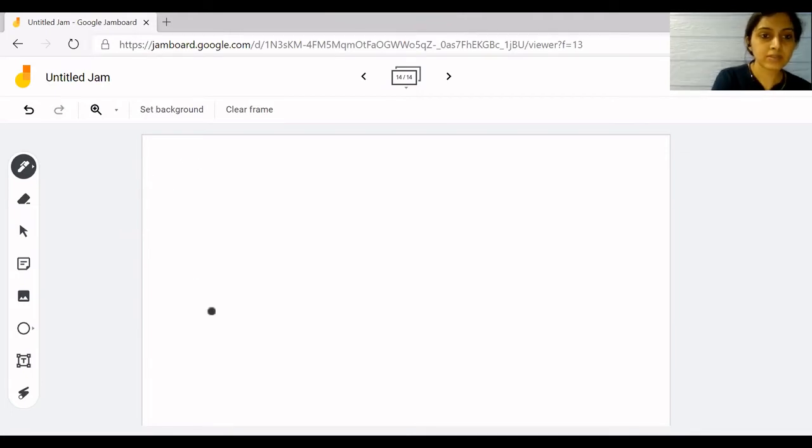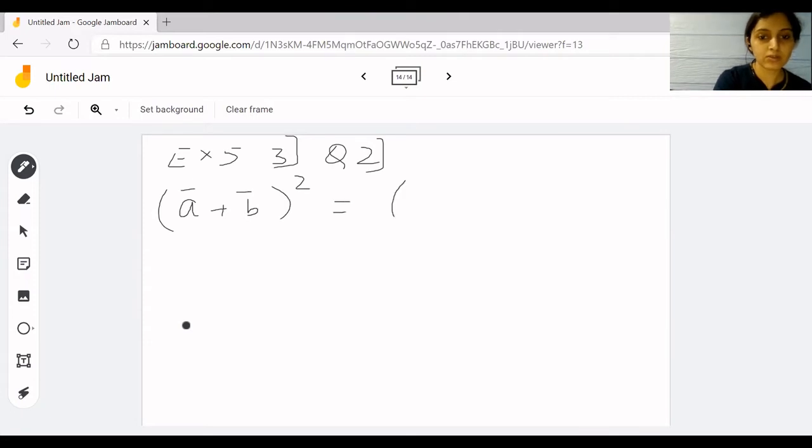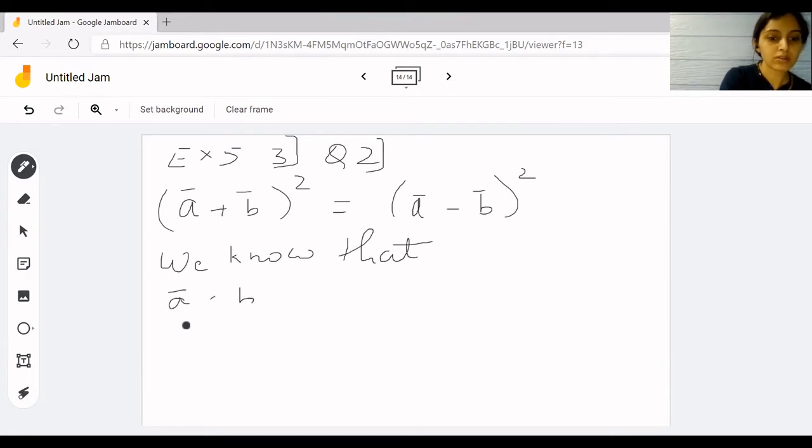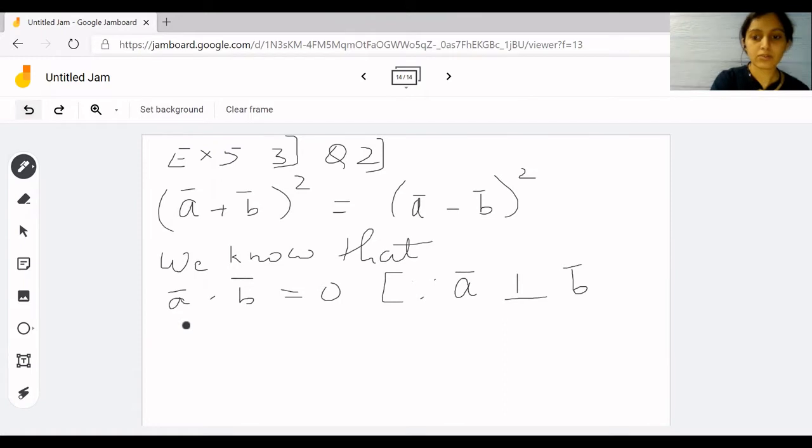So this is exercise 5.3, question 2. The question says a bar and b bar are two vectors which are perpendicular. The dot product says that if the vectors are perpendicular, then their product is 0. That is, you have to prove (a bar plus b bar) the whole square is equal to (a bar minus b bar) the whole square. We know that a bar dot b bar is equal to 0, since a bar is perpendicular to b bar, as given.